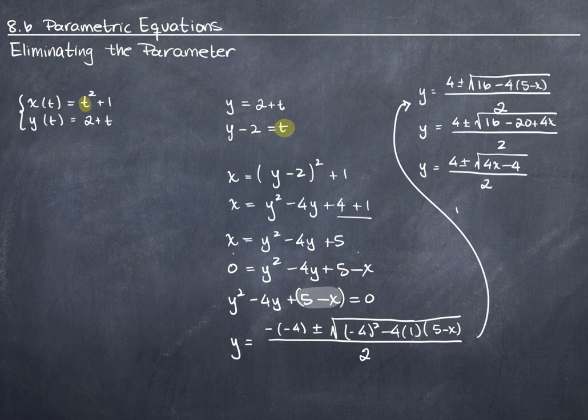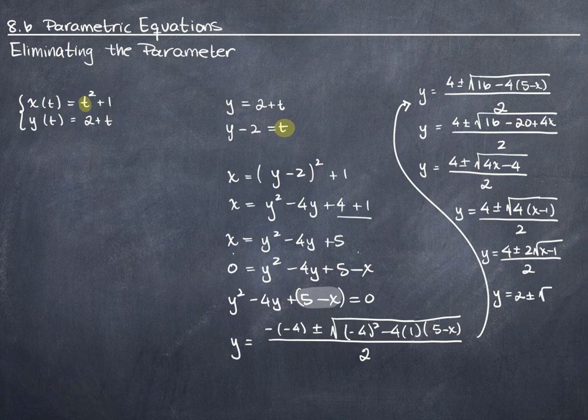Now I can factor a 4 out, so I'm going to get y equals 4 plus or minus the square root of 4 times x minus 1, all over 2, and I know what the square root of 4 is. So I can write this as 4 plus or minus 2 times the square root of x minus 1, all over 2. And then I can reduce the fraction. 4 over 2 is 2, and 2 over 2 is 1. So this is the final answer. This is the most polite answer. It's the most simplified. And I'm going to copy it over here to the left where I have the parametric equations. 2 plus or minus the square root of x minus 1.